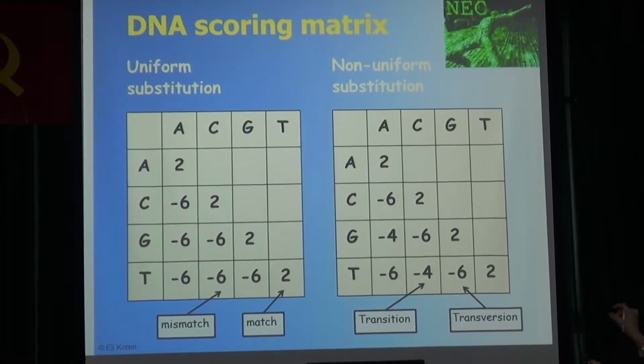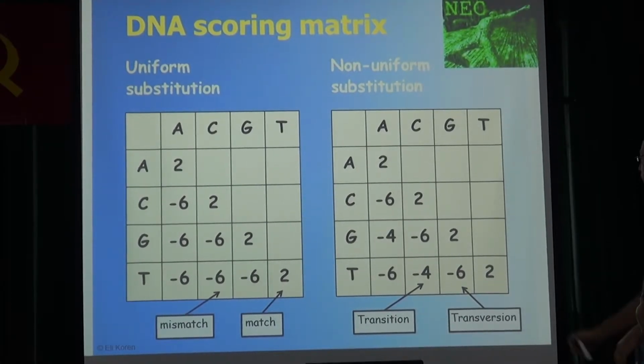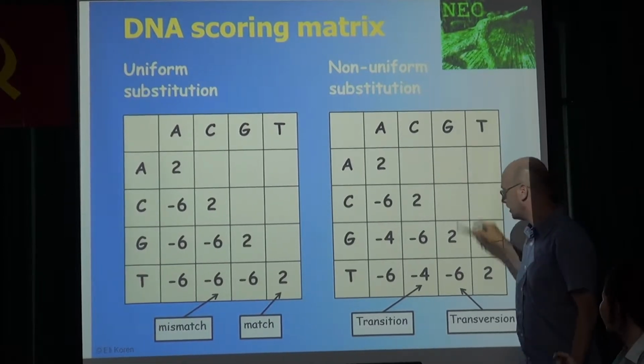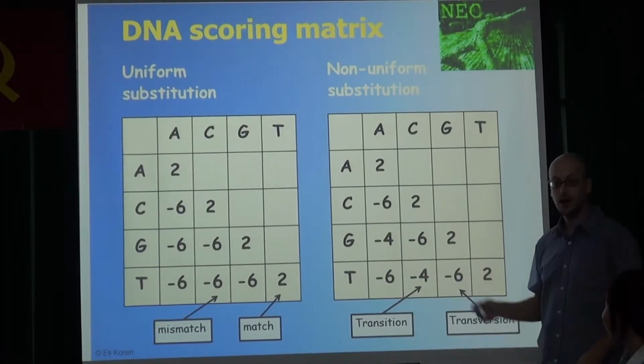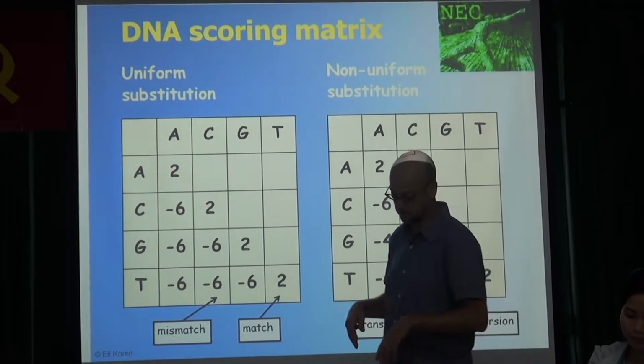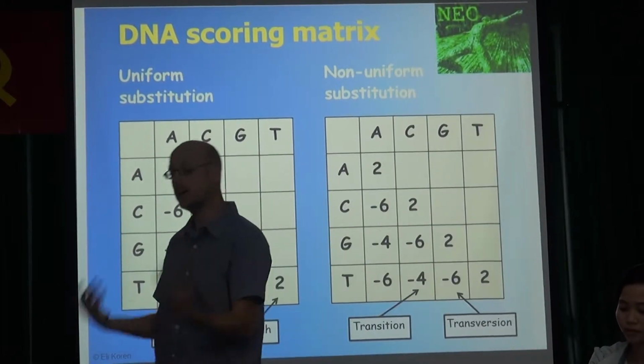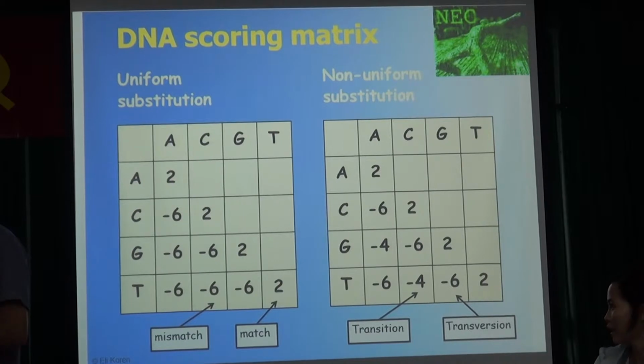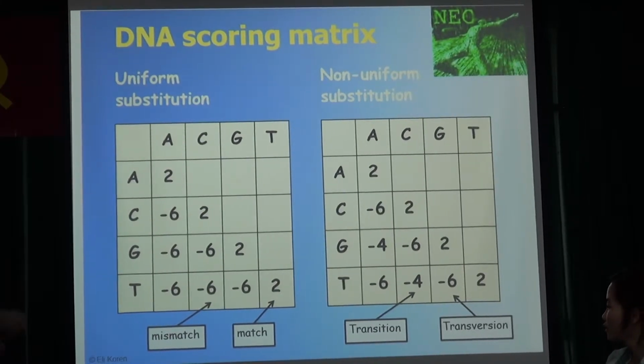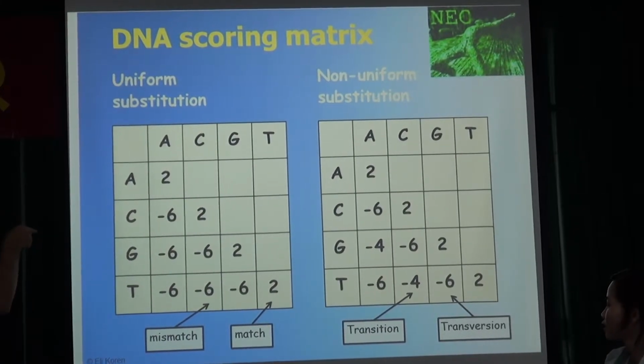A purine mutation into a pyrimidine, and purine into pyrimidine, happens less often. That's a transversion. It happens less often, so we give it a bigger minus.